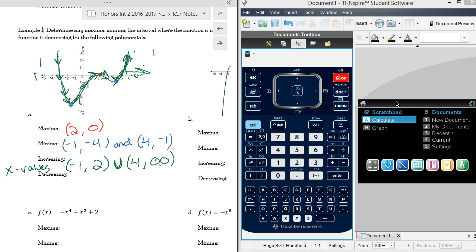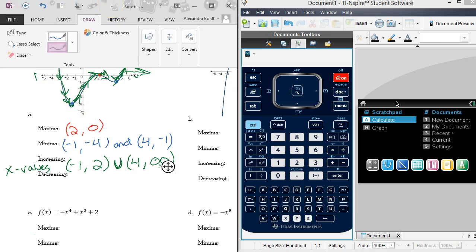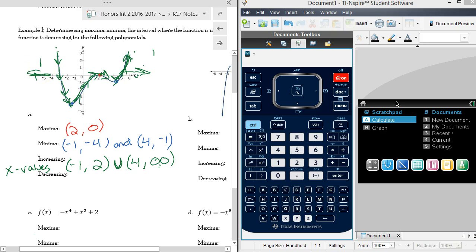All right, now let's look at decreasing. My first section that I'm decreasing is here. Same type of thing. I'm decreasing forever until I get here. Again, we're looking at our x values. So my x value in this direction is negative infinity. And then it stops decreasing here, which is negative 1. And that's union with, we have another spot where it's decreasing. It's decreasing between these 2 points.